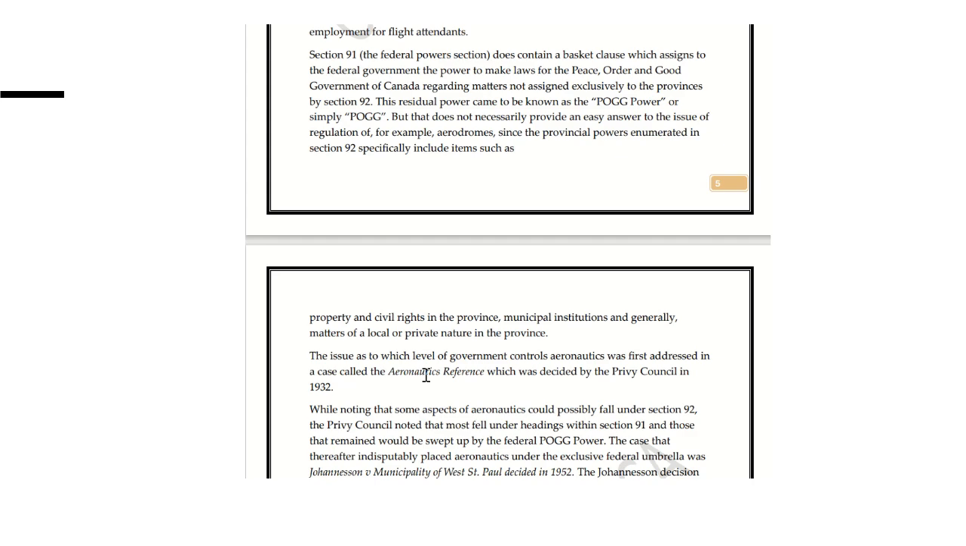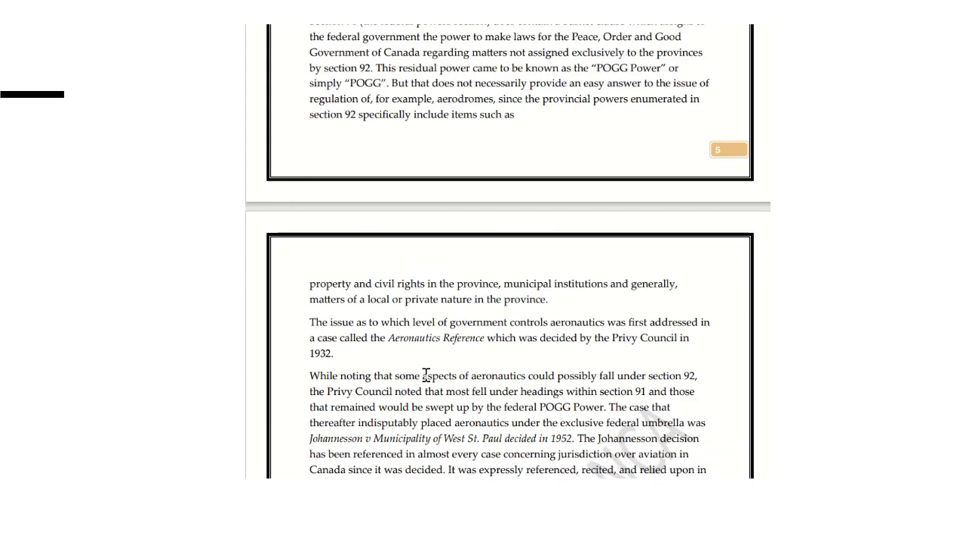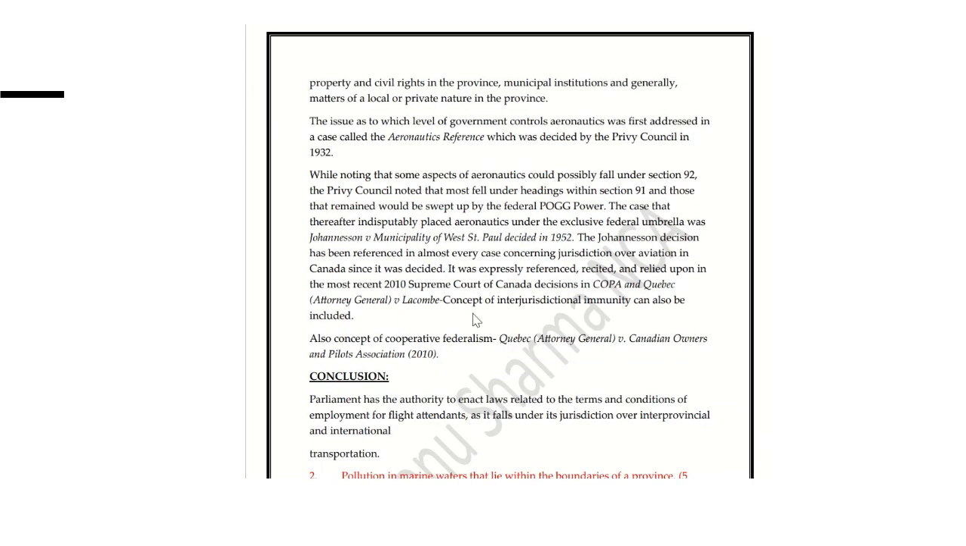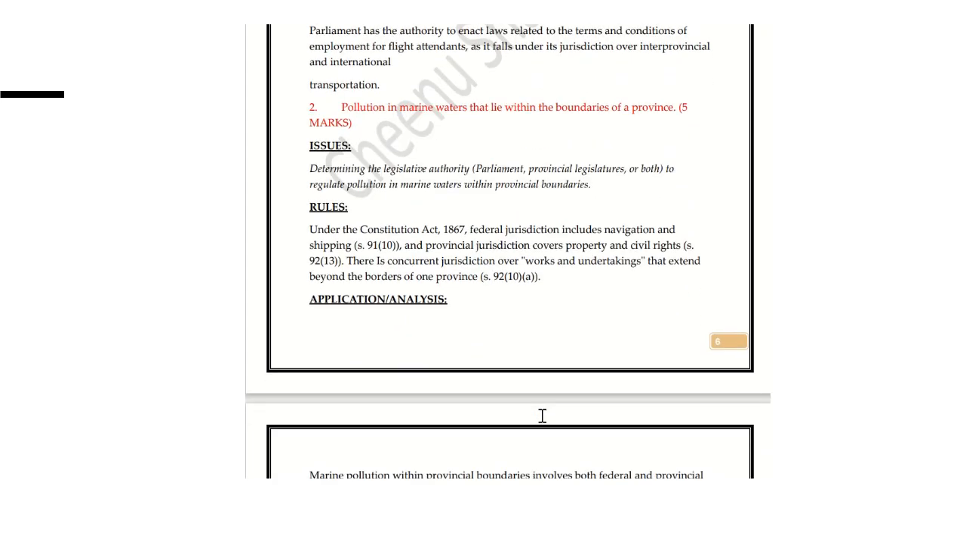The issue as to which level of government controls aeronautics was addressed in the Aeronautics Reference case, which was decided way back in 1932. While noting that some aspects of aeronautics could possibly fall under section 92, the Privy Council noted that most fell under the headings of section 91, and that is why the remaining would be swept up by the federal POGG power. So with this, we can conclude that Parliament has the authority to enact law related to terms and conditions of flight attendants, as it falls under its jurisdiction over interprovincial and international transportation.